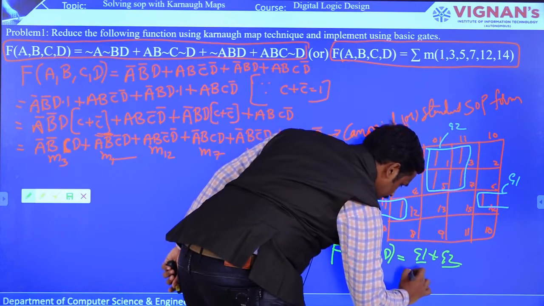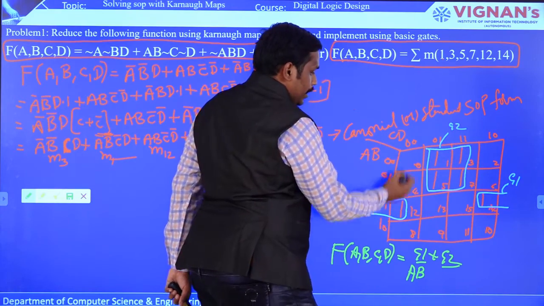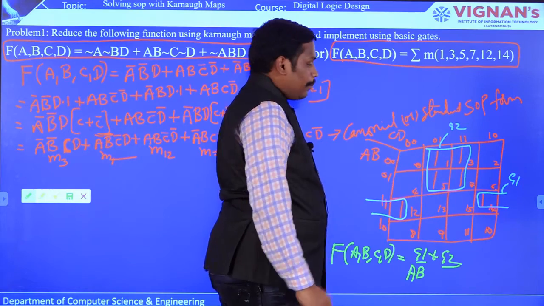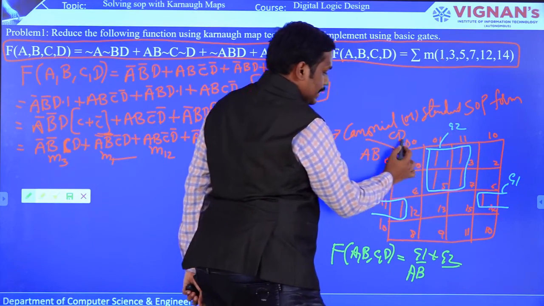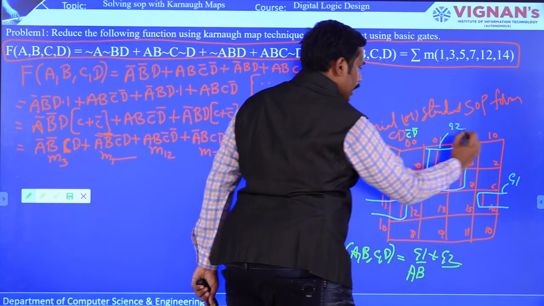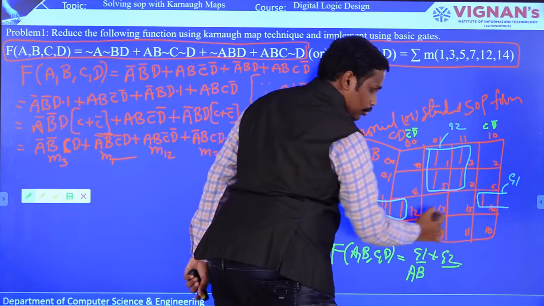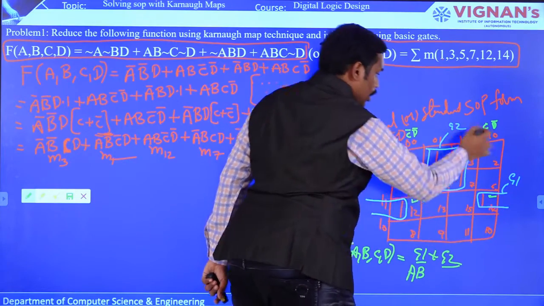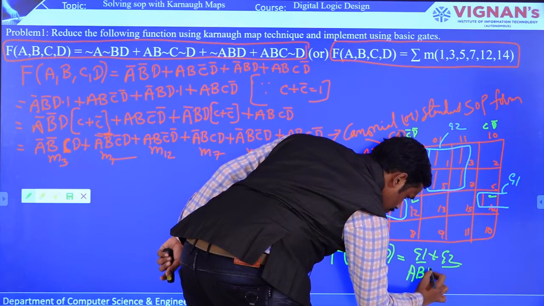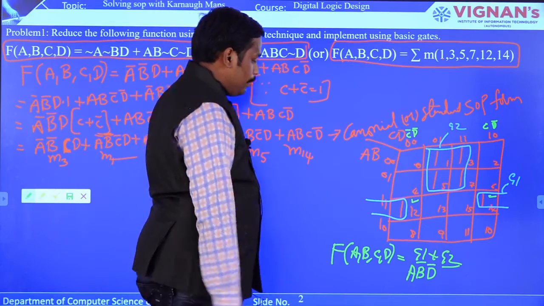So we'll write it as AB, and you can see column wise there is only one literal that is common, that is D bar, right? Because this is represented by C bar D bar, and this is represented by C D bar, and now these two columns are compared, and based on that we get D bar. So that is the expression that we derived for group 1.